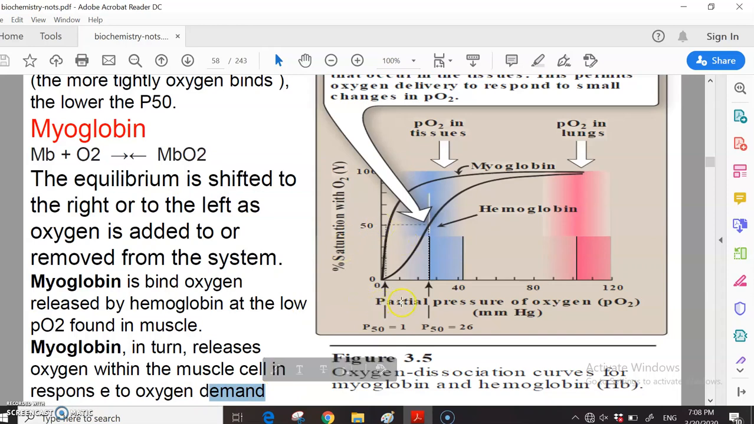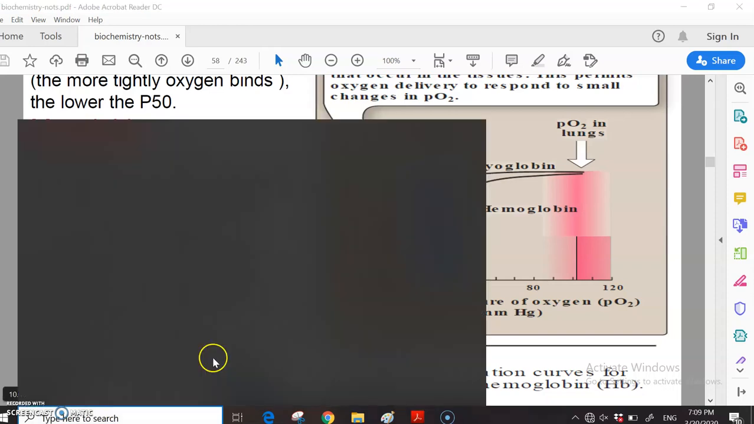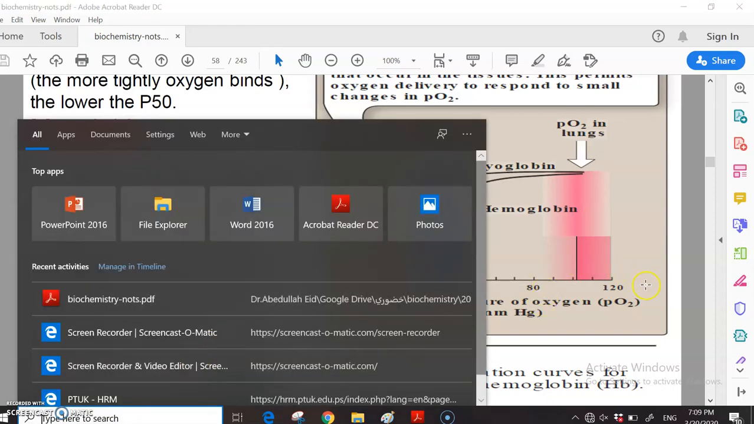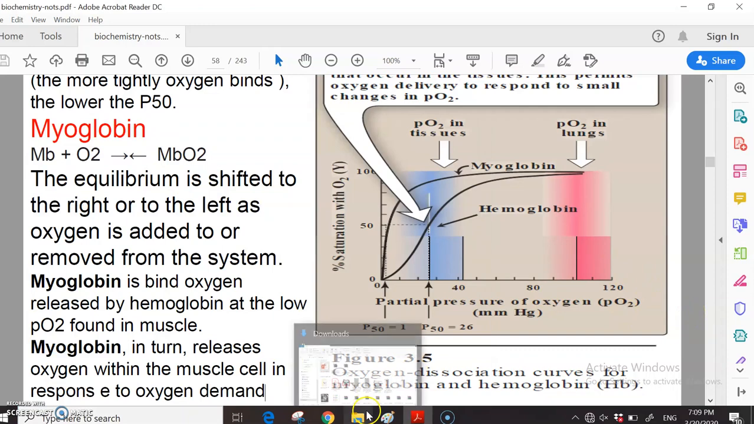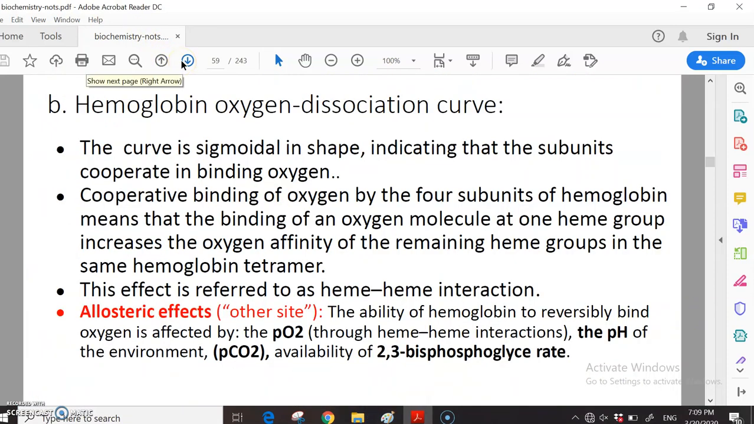إذا بعد ما يحمل الأكسجين أو الميوغلوبين الأكسجين من الهيموغلوبين عند الضغط المنخفض، نلاحظ أن الميوغلوبين ينقل هذا الأكسجين إلى الخلايا التي تطلب هذا الأكسجين خلال عملية اللي هي البناء الضوئي وخلال عملية التفاعلات الكيميائية التي تتم. هيموغلوبين أكسجين ديسوسيشن كيرف بشكل عام يمكن أن نلاحظ النقاط التالية على هذا الكيرف.